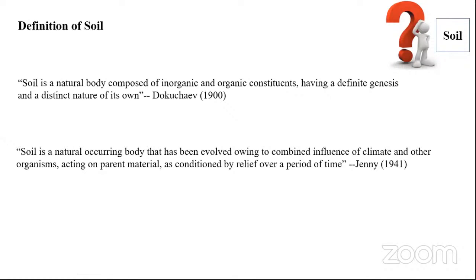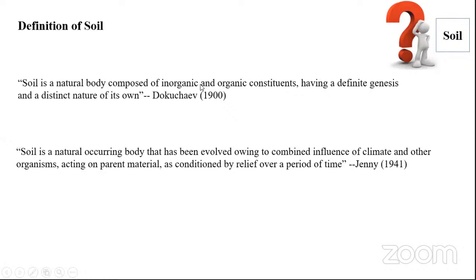Dokuchaev said, soil is a natural body composed of inorganic and organic constituents having definite genesis and distinct nature of its own. So what Dokuchaev is saying is that soil consists of both organic and inorganic components, which have definite genesis and distinct nature. For this one point, definite genesis and distinct nature, Dokuchaev was considered the father of soil science, and a very famous pedologist.